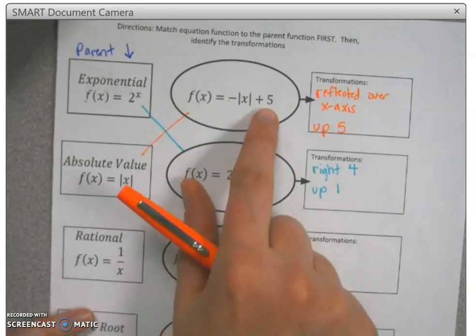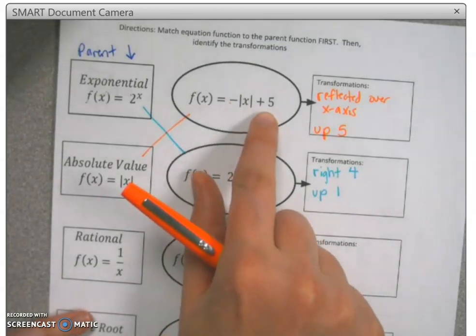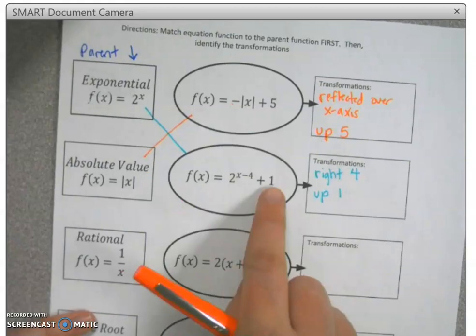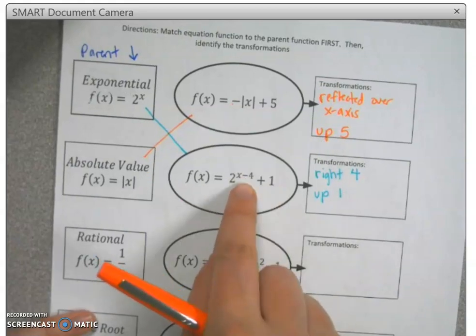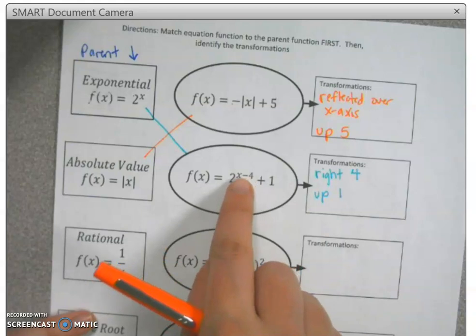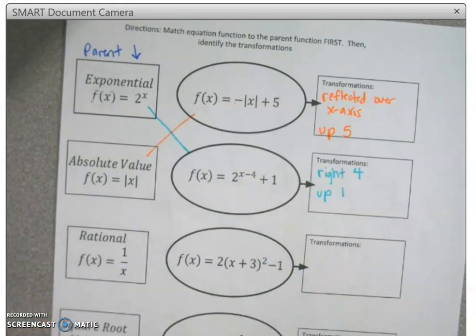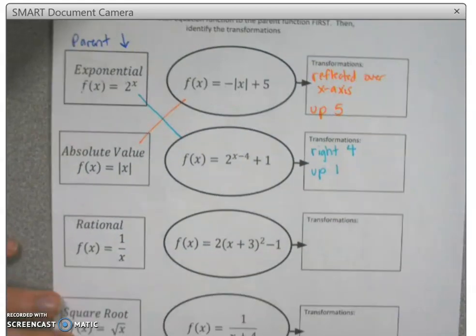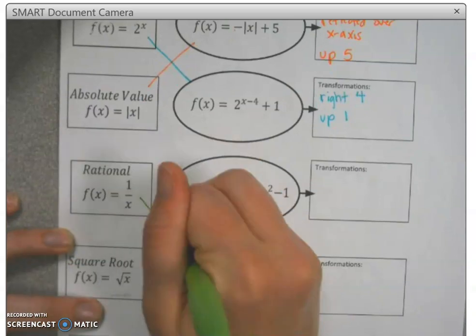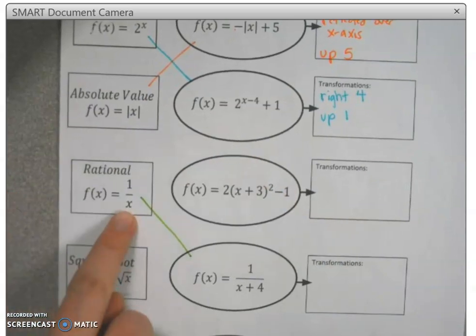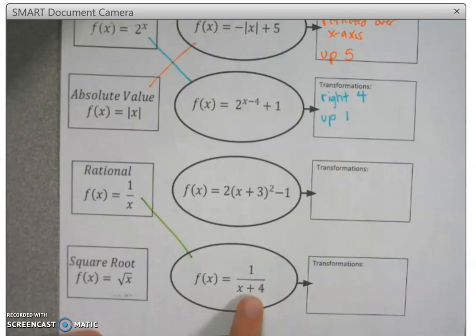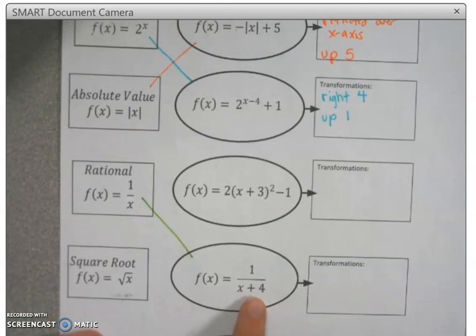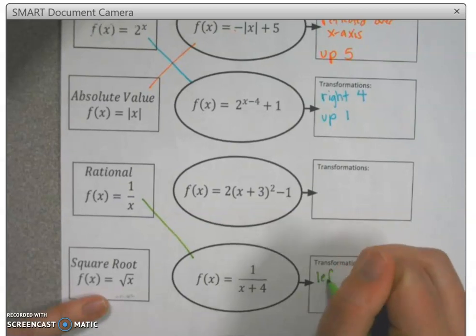So here, 5 is outside of the absolute value bars, so it goes up and down. It's positive, so it went up. Here, 1 is outside of the exponent, so it went up. But 4 was inside the exponent, so it goes left and right. Next we have rational. Rational goes here. So 1 over x turned into 1 over x plus 4. Now, the only thing different is this plus 4, and the plus 4 is inside the denominator. So if it's inside, that moves it left and right. So this one went left 4.